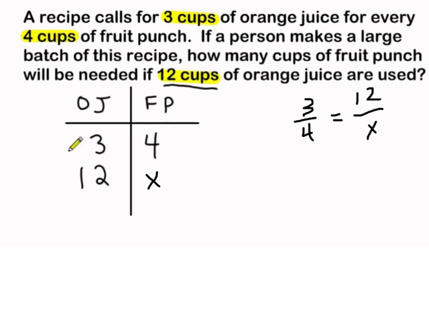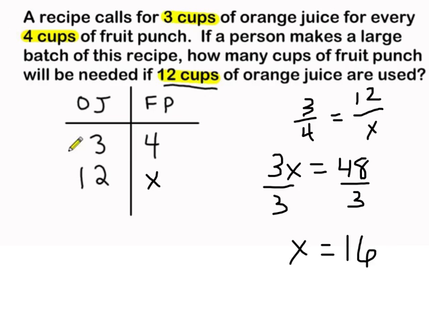So let's see then. Remember that when we solve ratios and proportions, we cross multiply. When we do that, we get 3x equals 12 times 4, which is 48. Then I divide by 3 on both sides, and I know that x now is equal to 16. So if I use 12 cups of orange juice, I'm going to need 16 cups of fruit punch to keep the same ratio in this recipe.